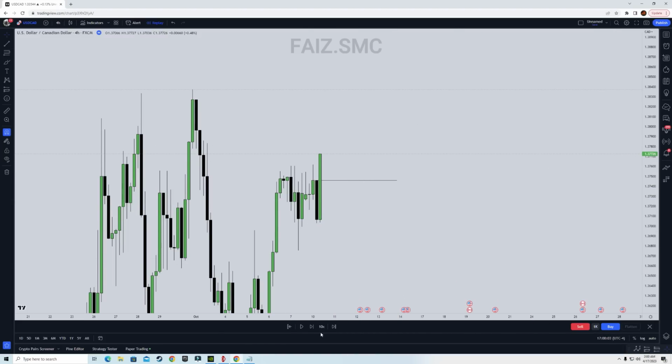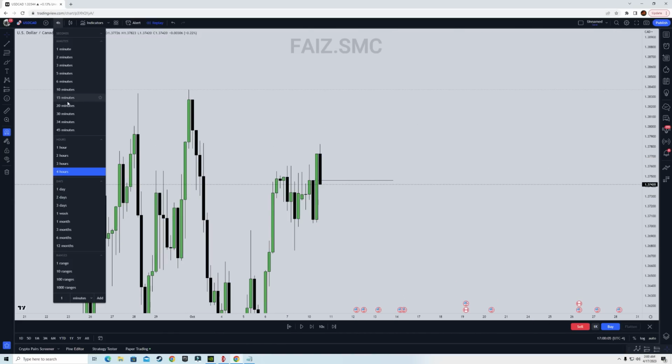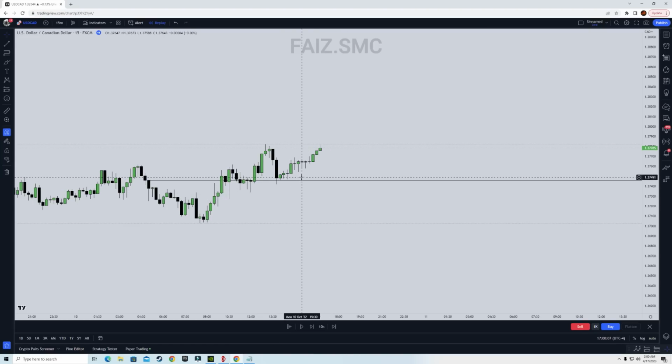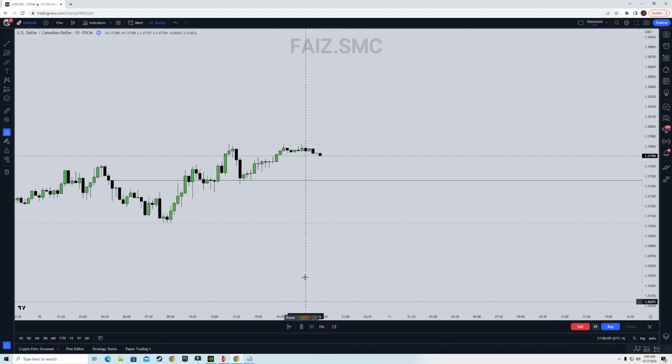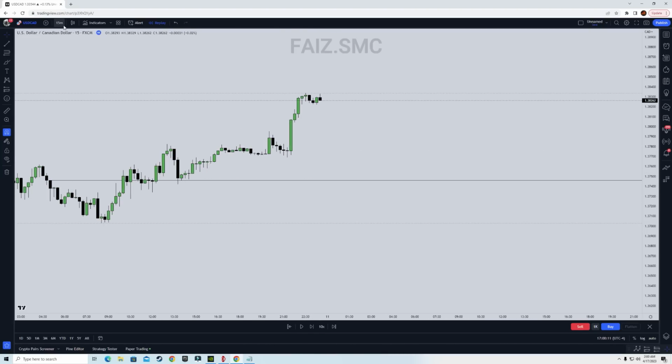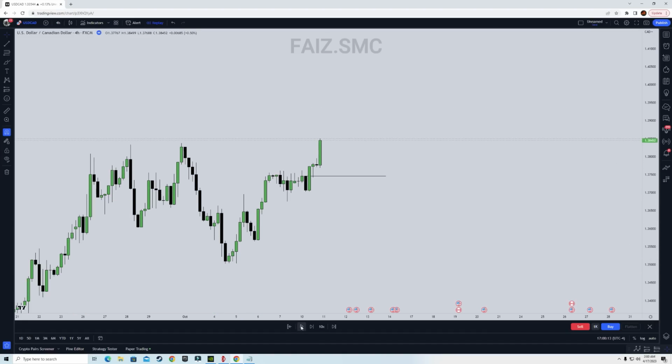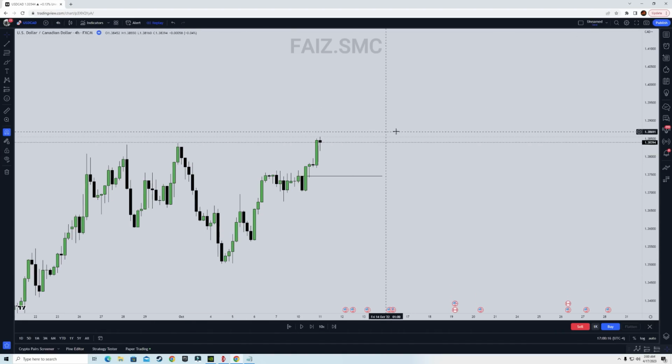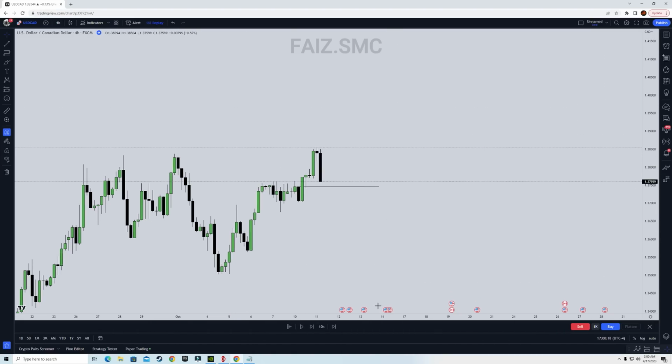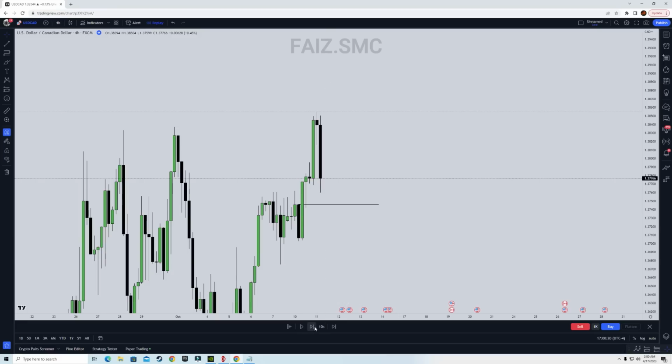So this right here is our auto block. Once again, let's go back to 15 minutes. What do we have? Nothing special at the moment. We have a break of structure, but not during Killzone hours, so I'm not gonna take that. We do have a liquidity sweep here. We could expect lower prices, but I want to wait for price to mitigate this auto block.